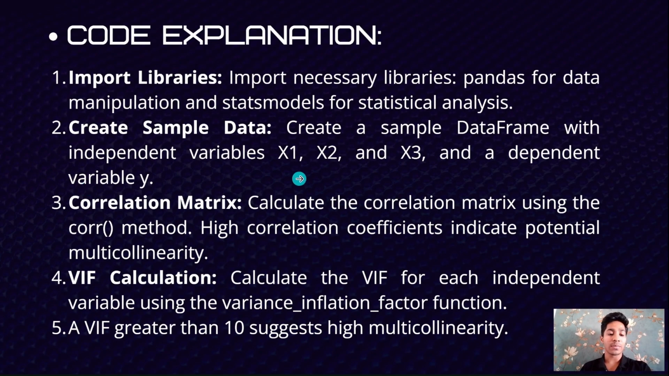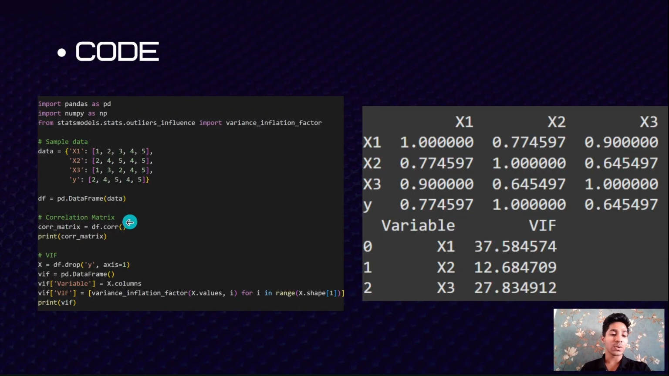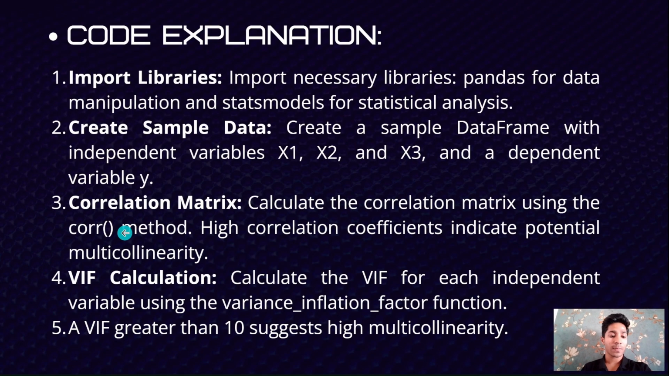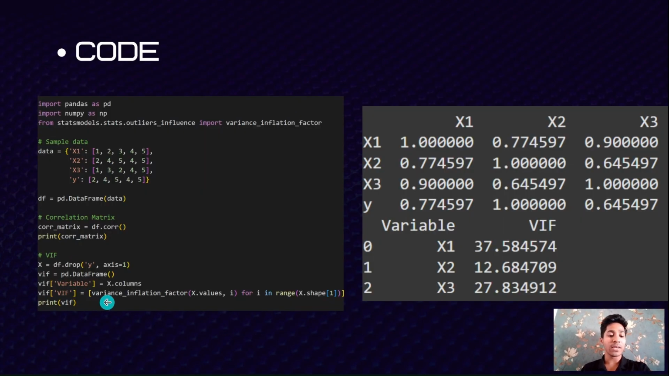Then third is the correlation matrix. Calculate the correlation matrix using the corr method. High correlation coefficient indicates potential multicollinearity. Here is the corr function that we talked about. And then fourth step is VIF calculation. VIF calculation for each independent variable using the variance inflation factor function. And here is the variance inflation function that I mentioned.